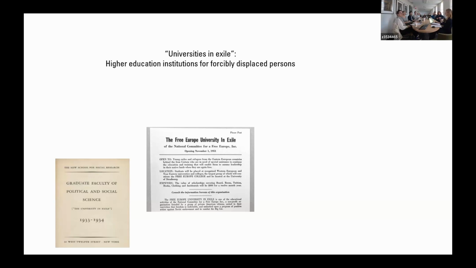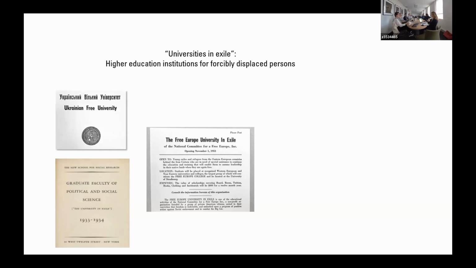By the way, the name of this university in exile in New York inspired the name of the Free Europe University in Exile. Previously, in 1921, a Ukrainian Free University was created in Vienna. Then it was relocated to Prague, and in 1945 it was relocated again to Munich, where it still exists as a private university. This university also hosts Ukrainian academics and students, and it has a special program dedicated to Ukrainian studies.